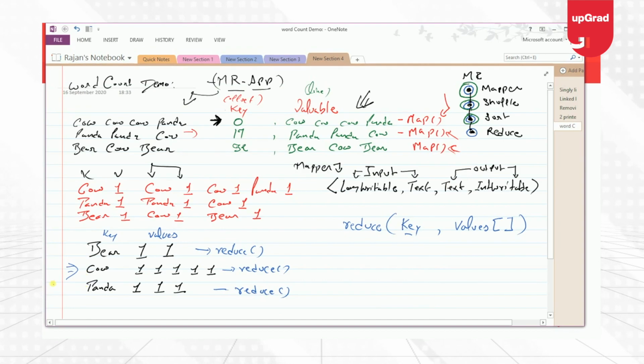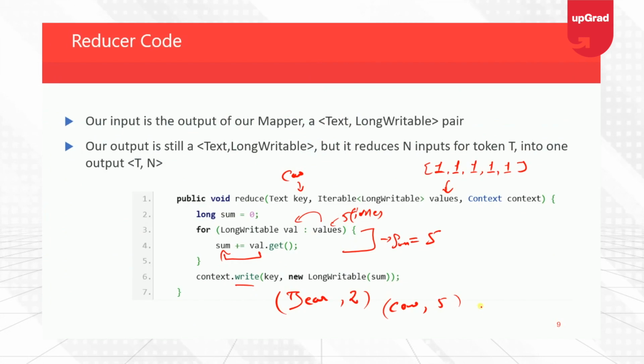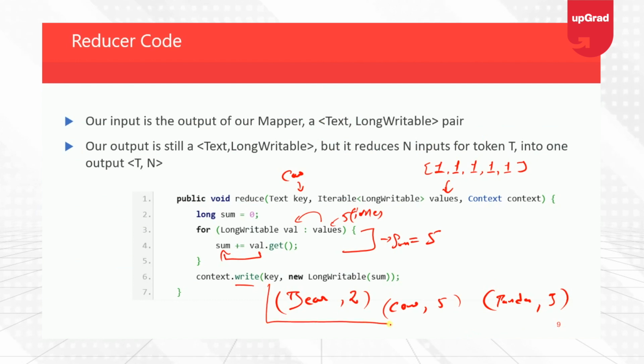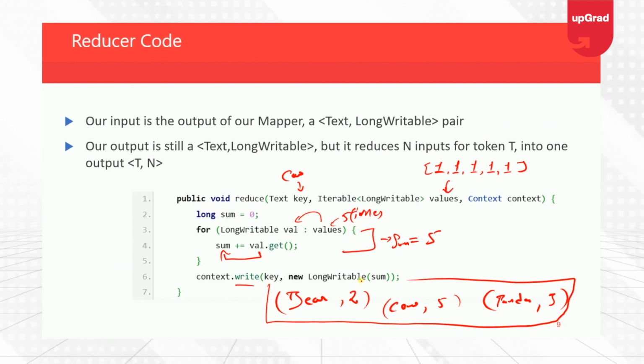Similarly, we will call the panda key and the 1, 1, 1 key value pair. This reduce function is going to be called, and by following the same algorithm, same logic, it is going to produce panda and 3. Now, if you look at the complete output here, this is the word count that we have produced using the map and the reduce phase.